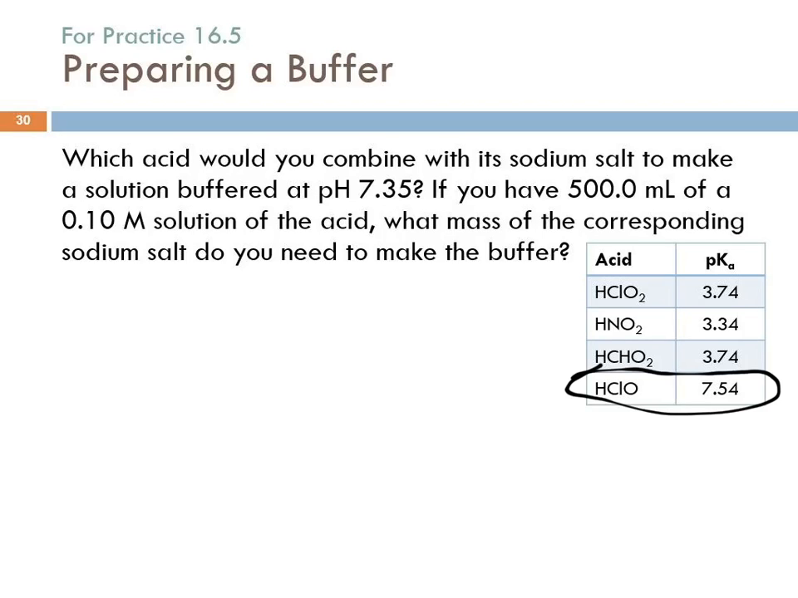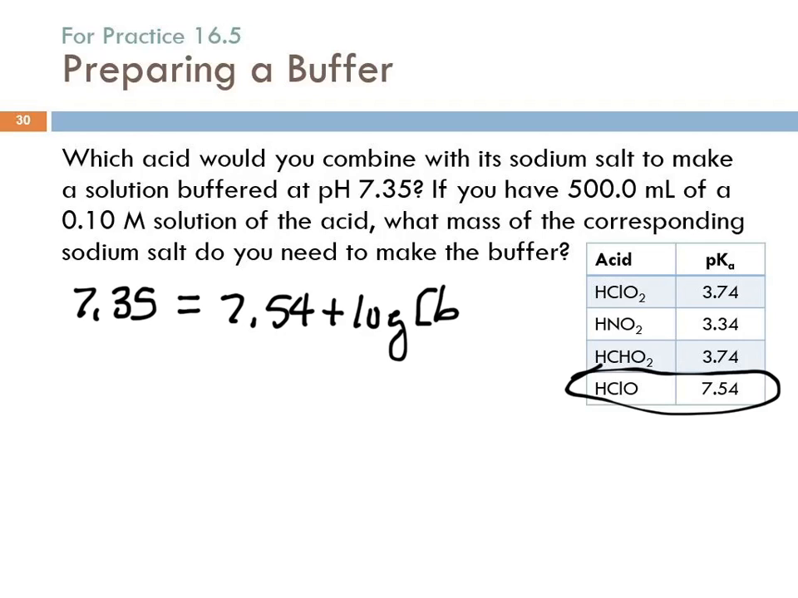So we want the pH, let's use Henderson-Hasselbalch, okay? So we want the pH to be 7.35. That equals the pKa, which is 7.54, plus the log of the ratio of the concentration of the base to the concentration of the acid. Right?